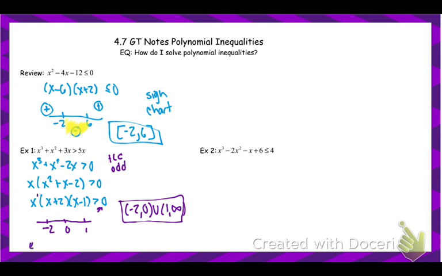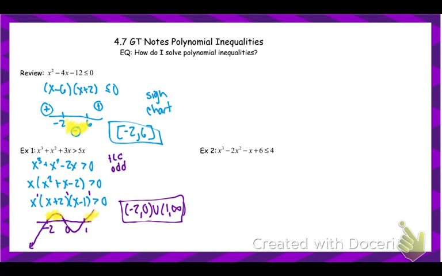I know all those zeros have multiplicities of 1, so I know my graph is going to cross, cross, and cross. Well, if that's the case, then I can clearly see where this graph is positive. Those are the regions that I marked. So you can also use what you know about the graph if that's easier for you to be able to answer these questions.